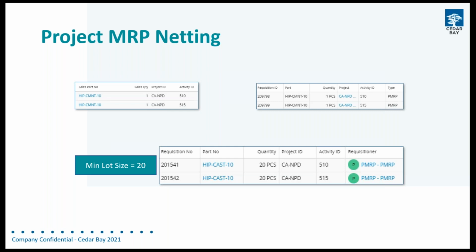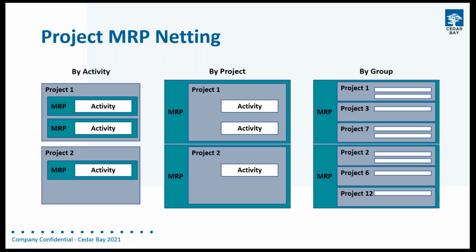Ideally, we would use one of those 20 that we'd ordered on the activity 510, and we'd use those on 515. So we have some options to go through with Project MRP to tell it how to resolve that situation. The three options we've got in the netting of the demands and supplies within projects is by activity, which is the one we've just looked at.